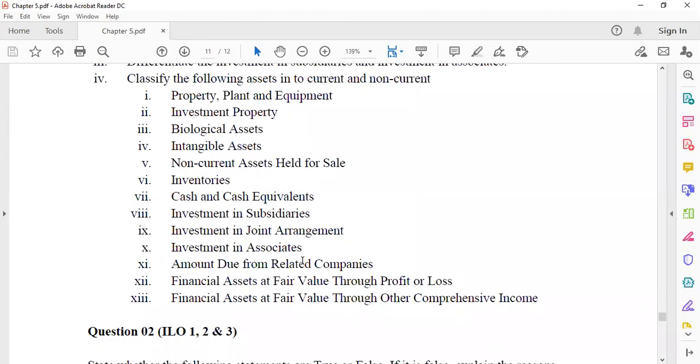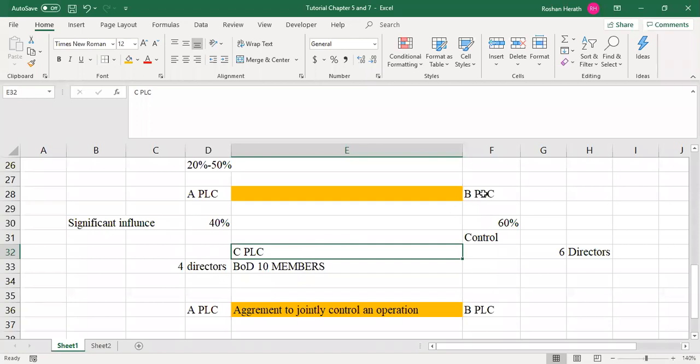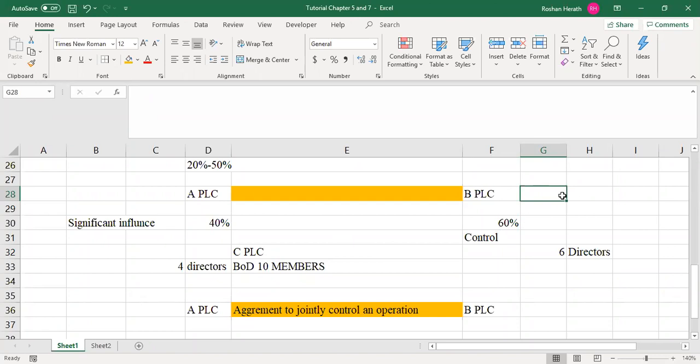Then you have amount due from related companies. You can have friendly entities, say a parent-subsidiary relationship. If I go back to that, it's a parent-subsidiary relationship, so B might sell goods to C, and let's say B sells goods on credit. If B sells goods on credit, they would be having receivables.